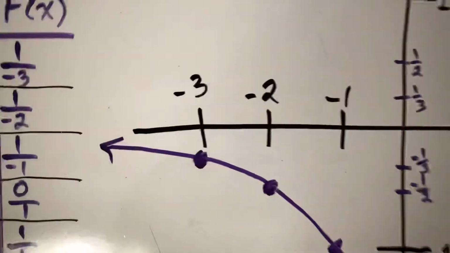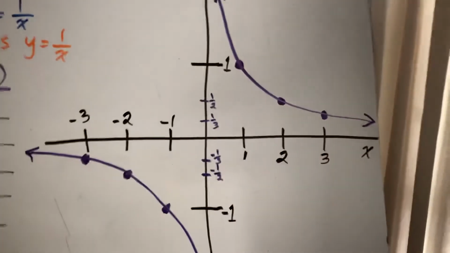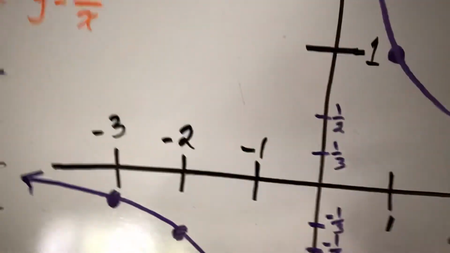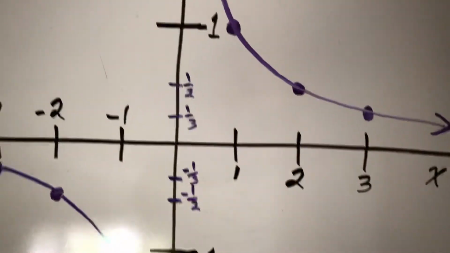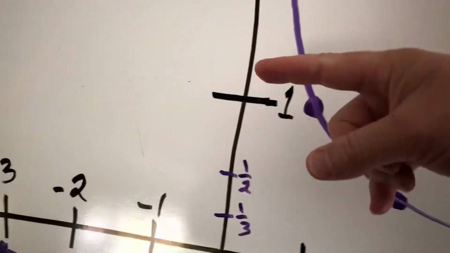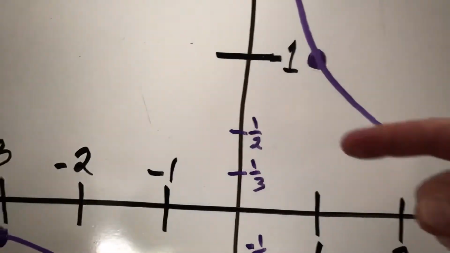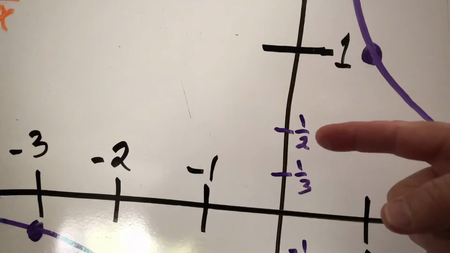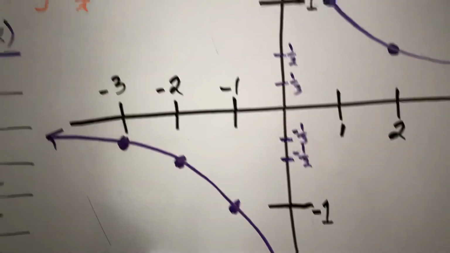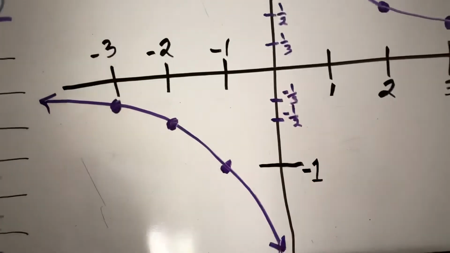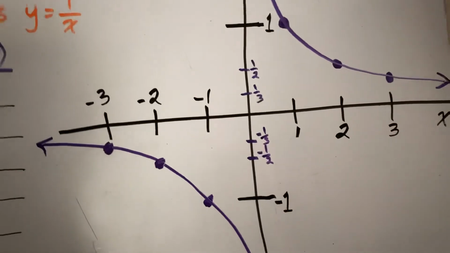Well, check out what I did here. All right, I made -3, -2, -1, 1, 2, and 3 along the x-axis. But look where I put 1. 1 is way up here, and -1 is way down here. So I could squeeze in 1/3 and 1/2, and -1/3 and -1/2. We're going to talk about that in a minute, okay?